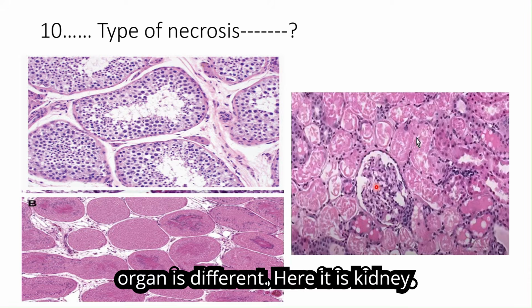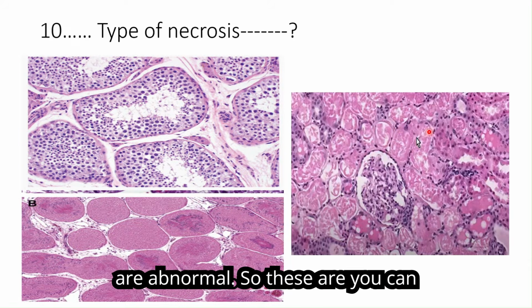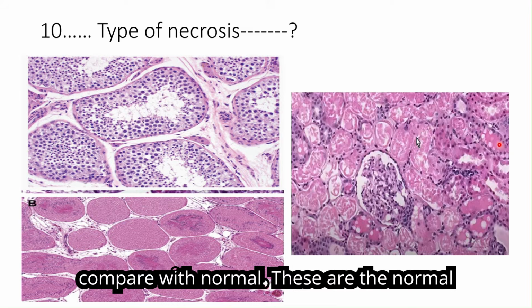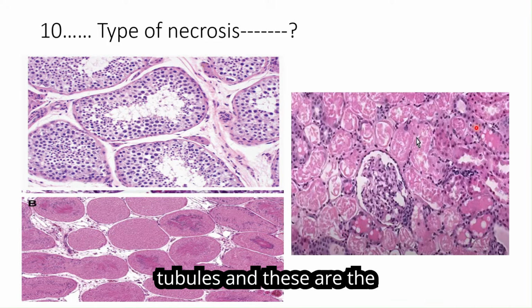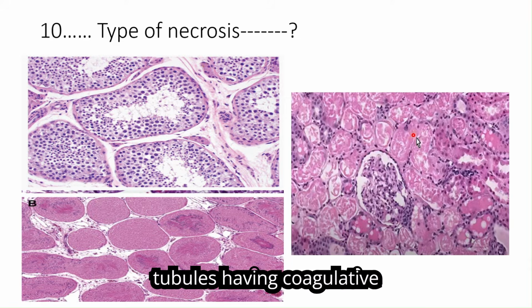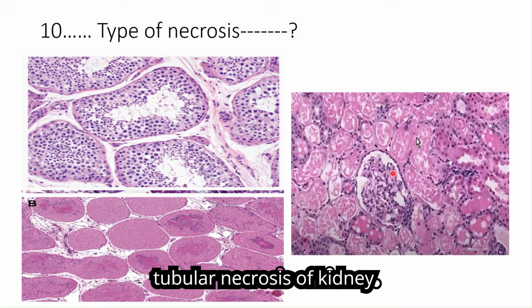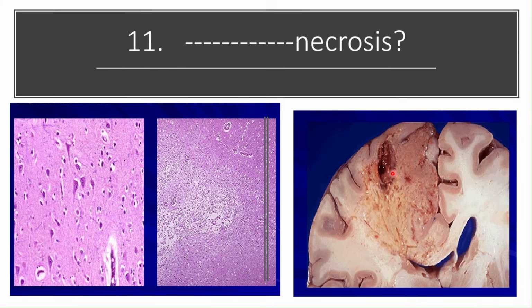Here it is kidney, glomeruli normal, but tubules are abnormal. So you can compare with normal. These are the normal tubules, and these are the tubules having coagulative necrosis. So this is the slide of acute tubular necrosis of kidney.